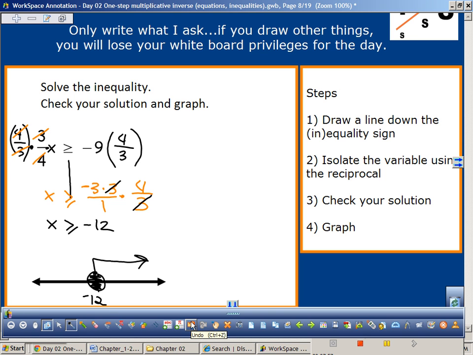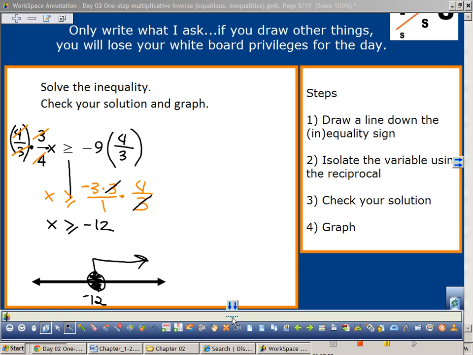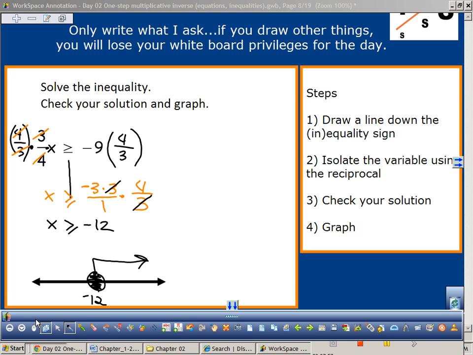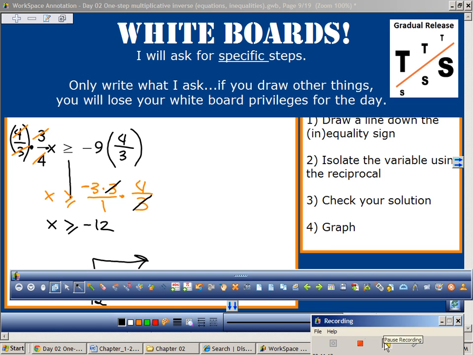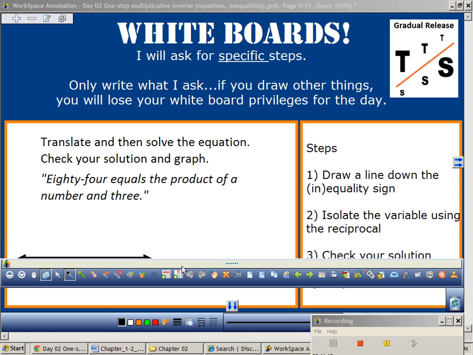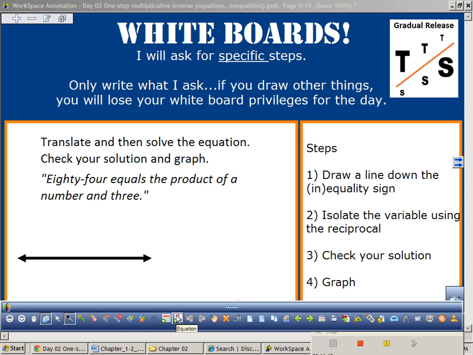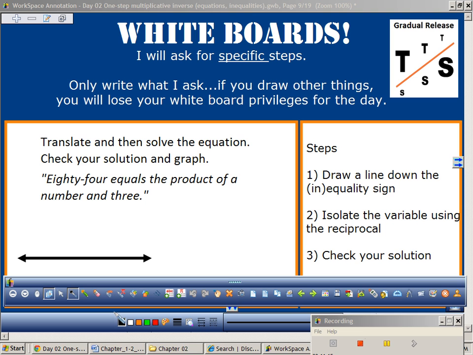All right, let's move on. Actually, why don't you guys get your notes out and copy down. Okay, so why don't you guys write this one on your whiteboard? Try this one. Don't put it on the number line yet. Just try and write out the equation or inequality.